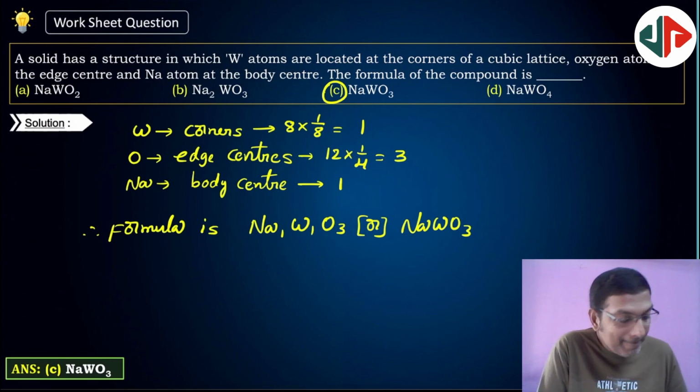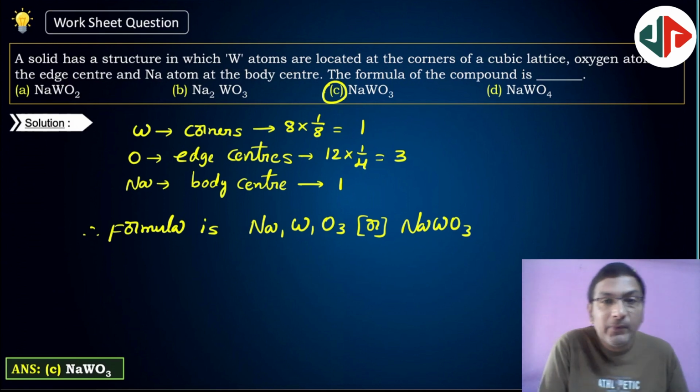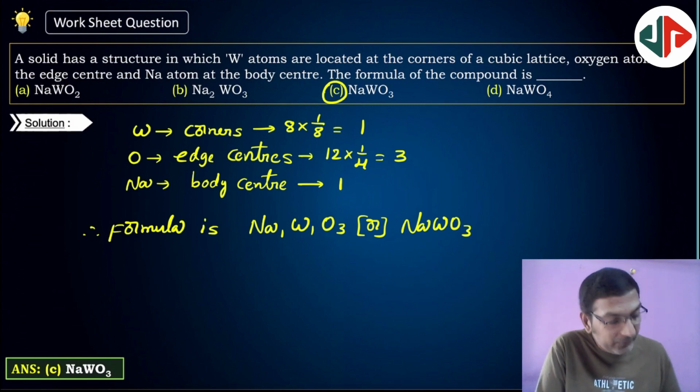Simple question. So, here we have to take contributions. Corner contribution 1 by 8, edge center contribution 1 by 4, and body center means that belongs to whole cube. That means total atom belongs to that cube only. Next.